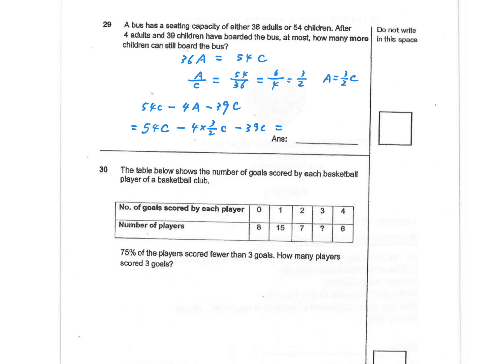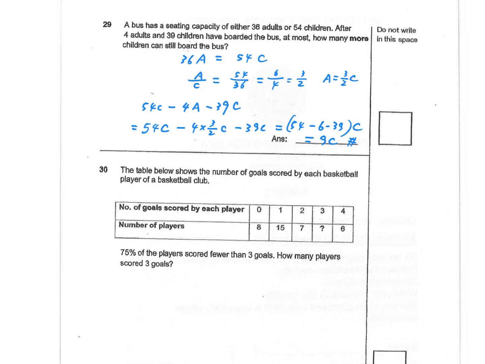So if we do the math, we can figure out the answer is going to be 54 minus 6 minus 39 children. So the answer in this case is going to be 9C. So we can take 9 more children boarding on the bus.